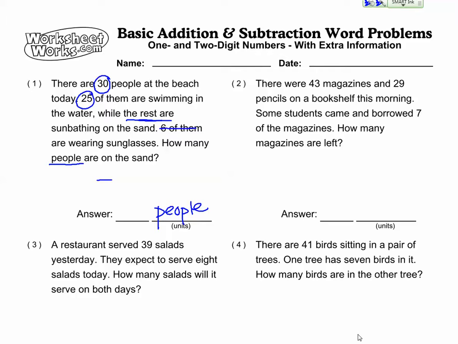If we go back up, the numbers that I circled: we started with 30 people at the beach. 25 of them left the beach and went into the water. Okay, and so we're trying to figure out what is left over. Who is not in the water? Of the 30 people at the beach, if 25 people are in the water, who's left over? Obviously, you can see the answer would be 5. And there's your answer.